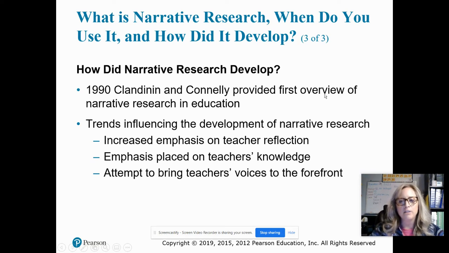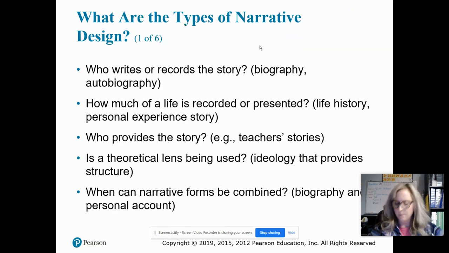Clandinin and Connelly were the first ones to really report about this type of research. It's based on the principles of having past, present, and future experiences and interactions. So you're really looking at these participants' experiences. It was used at least in the 80s, but in the 90s is when they first started reporting on it. And you can find more information about that on page 514 in your text.